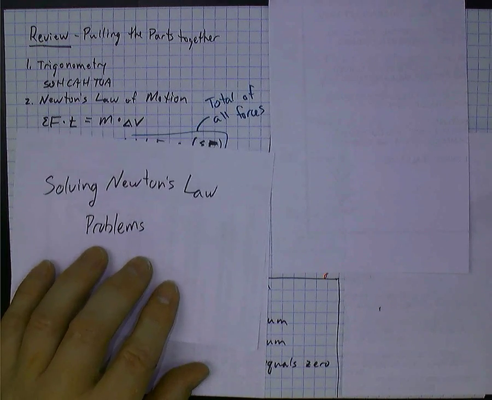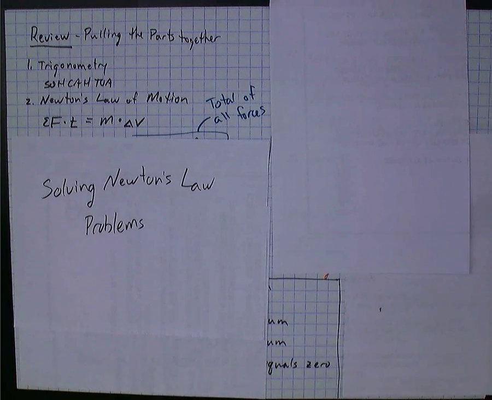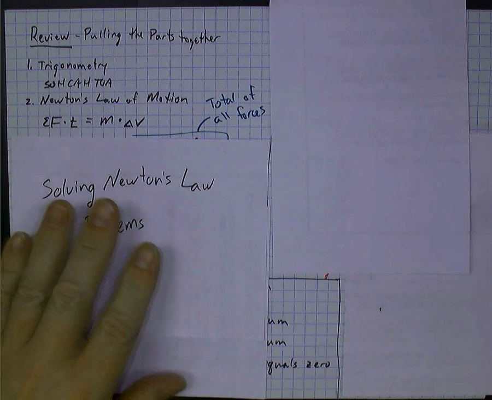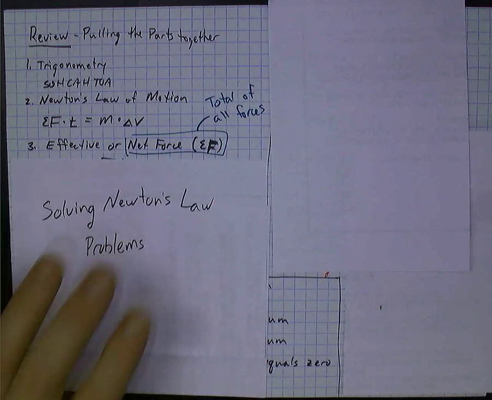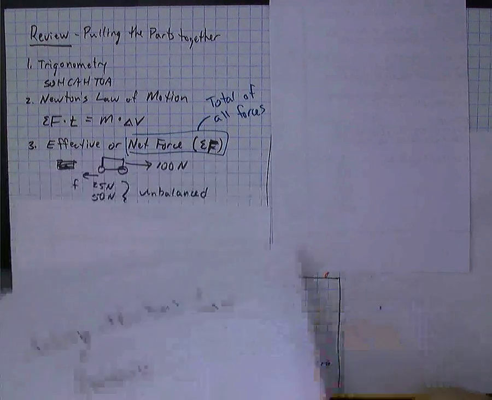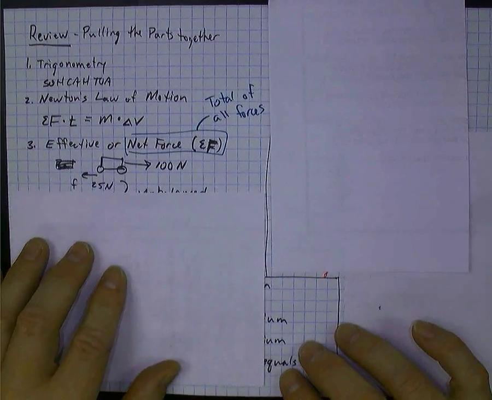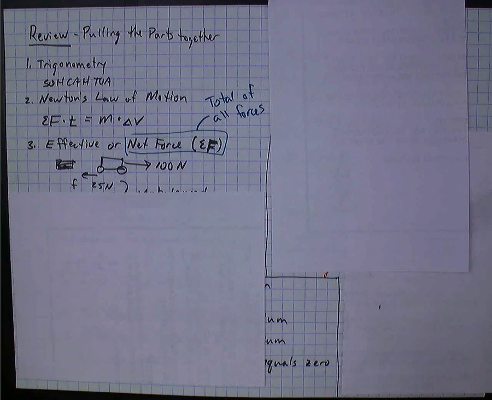The second tool is Newton's law of motion, okay, which tells us that net force times time equals mass times the change of velocity. This net force means all of the forces added together. So the effective force, or the net force acting in a particular situation, has to do with how hard the object is being pulled in various directions.